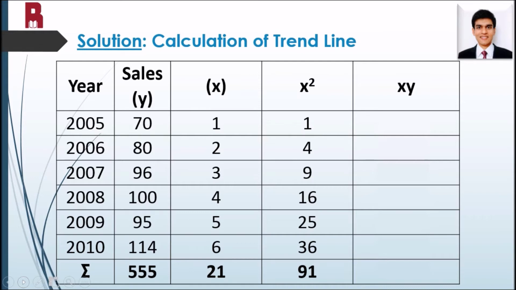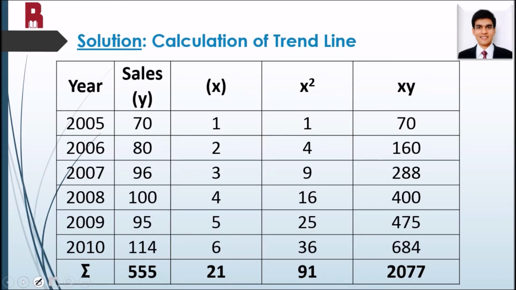And finally, to get X and Y, we will multiply the second and the third column, X into Y, and get the values, that is 70 into 1 comes to 70, 80 into 2, that is 160, 96 into 3, 288, 100 into 4, that is 400, 95 into 5 comes to 475, and 114 into 6 comes to 684. Taking the total of the XY column, we get 2077.